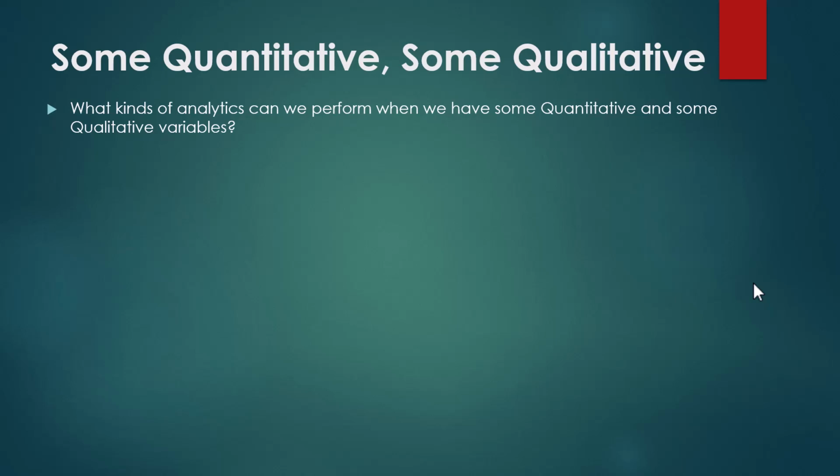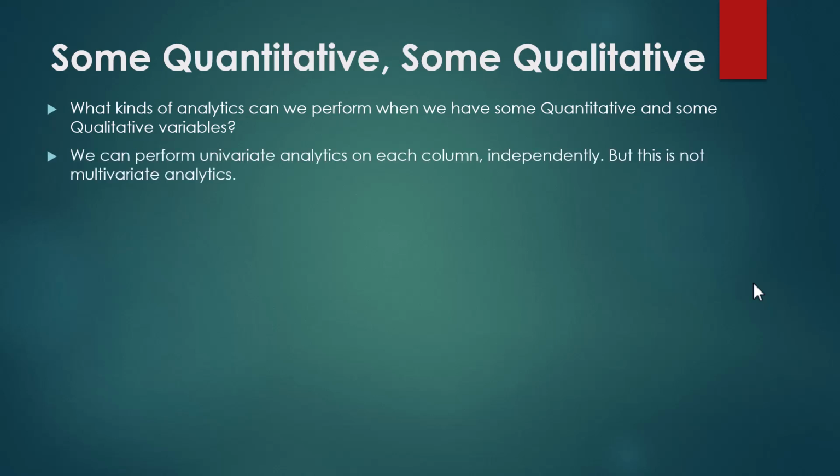So what kinds of analytics can we perform when we have some quantitative and some qualitative variables? We can perform univariate analytics on each column independently, but this would not be multivariate analytics. It would be univariate analytics multiple times.